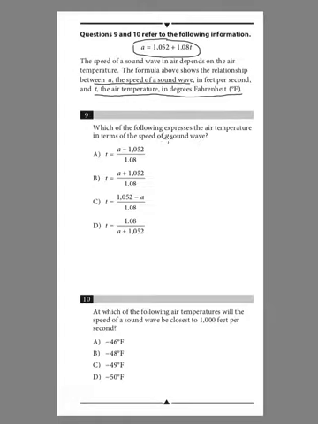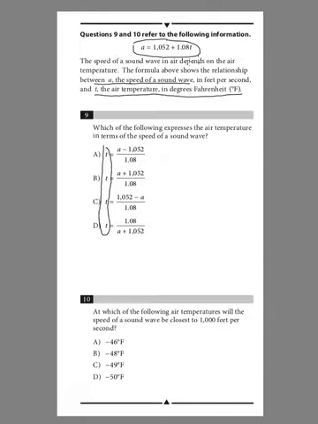Which of the following expresses the air temperature in terms of the speed of a sound wave? It's basically asking us to find the value of t, because the equation has a bunch of t values. So it's saying find t in terms of A. It gives us a more complicated wording, but when solving this problem it's important not to get caught up in the wording. Rewrite if you need to. You can cross out this question and rewrite what it's asking you to do, which is solve for t.